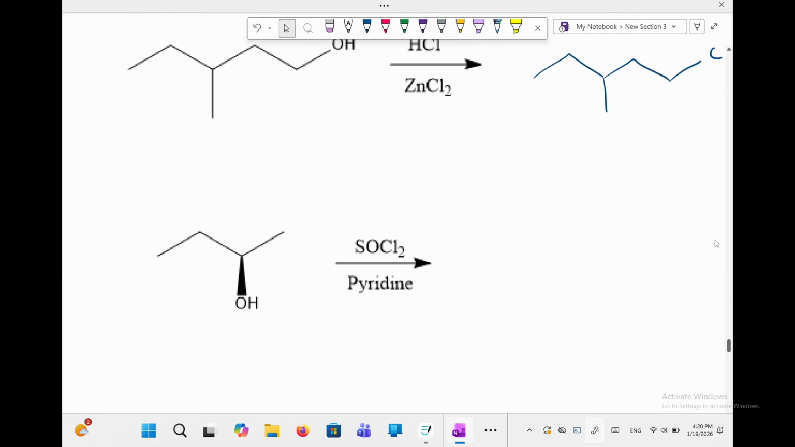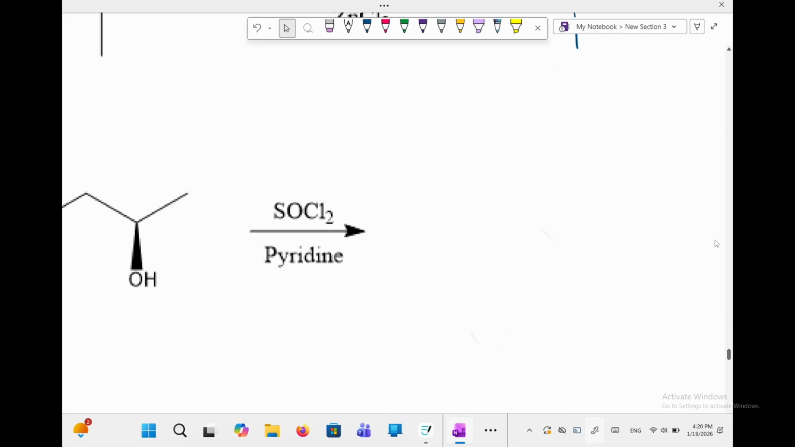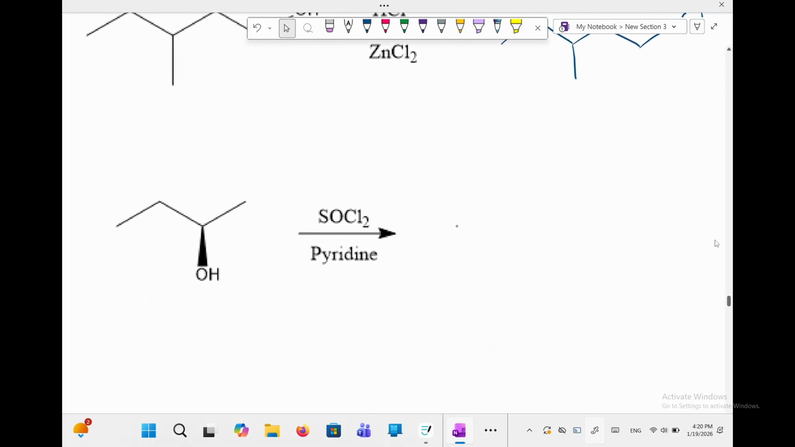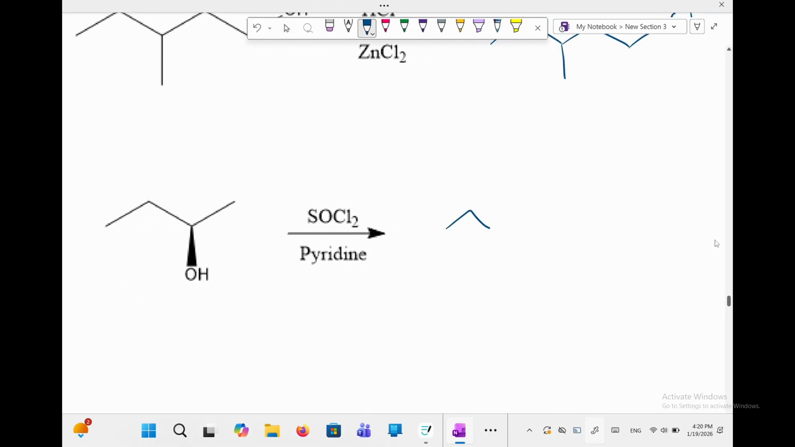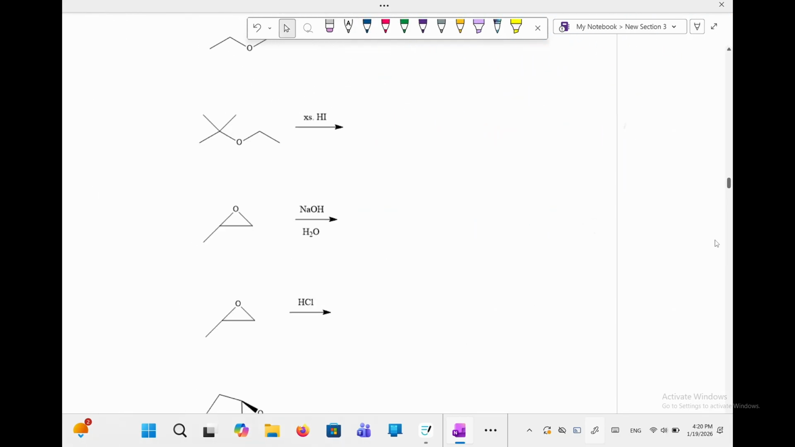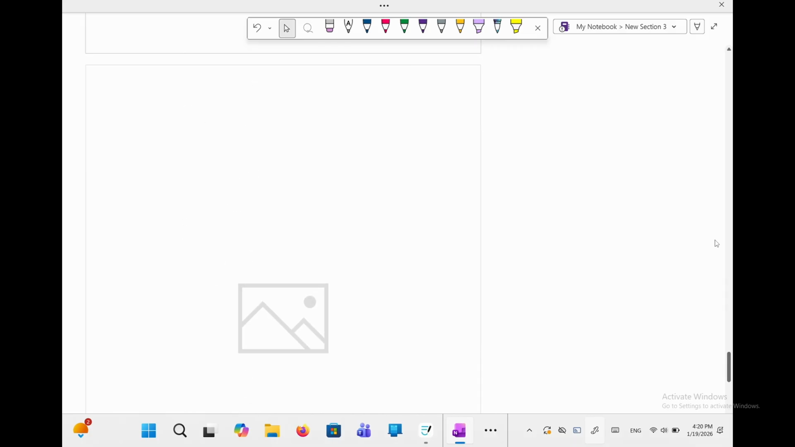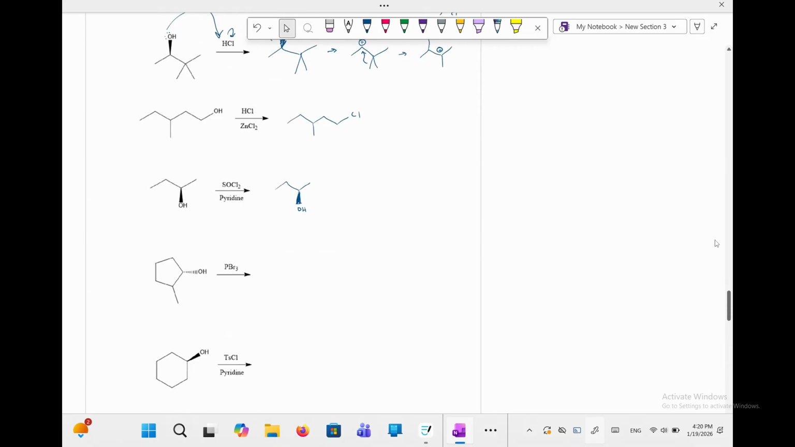For SOCl2, we're also expecting that there's going to be a chlorine that is replacing the alcohol, but the difference is that we're going to be keeping the stereocenter. Do I have a mechanism for that? No, I don't, actually. I do not.